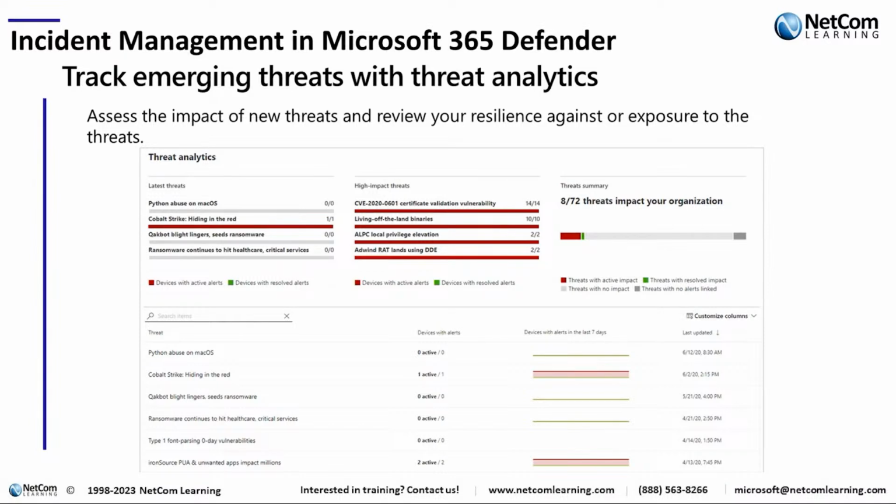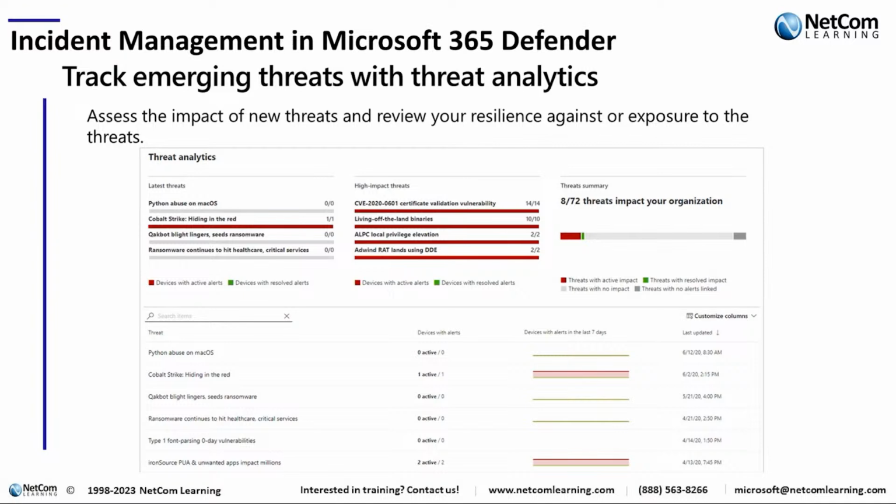So basically under threat analytics, we see the latest threats that are out there. In this case, things like Python abuse of Mac OS and so on. We can see the high impact threats that are available and a threat summary. So in this case, we have an 8 out of 72. We've got 8 threats with active impact and a number of threats that have a resolved impact. And so we can see the different types of threats and how they're affecting our environment.